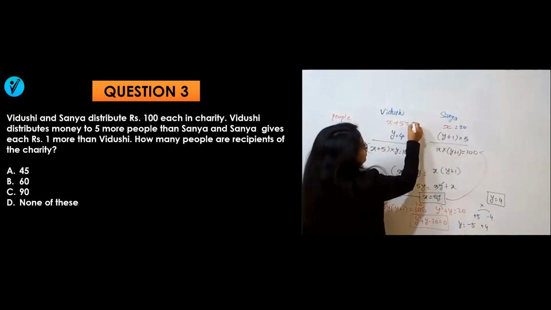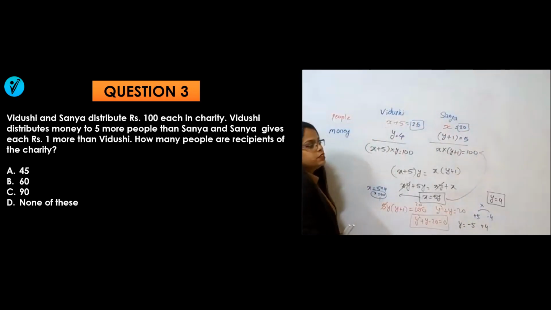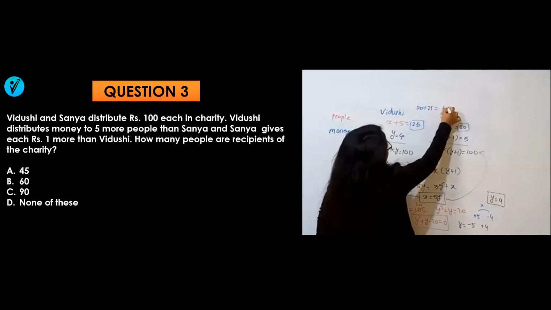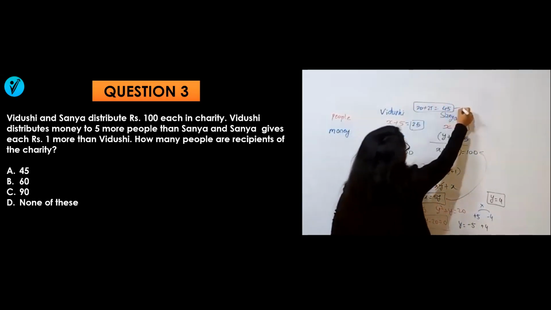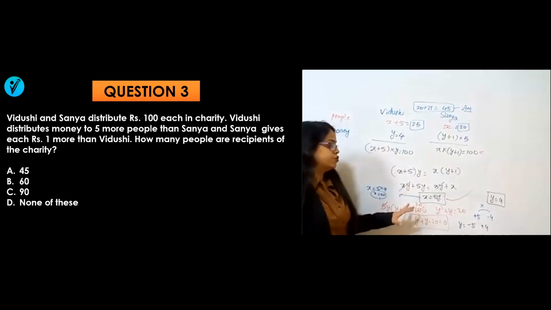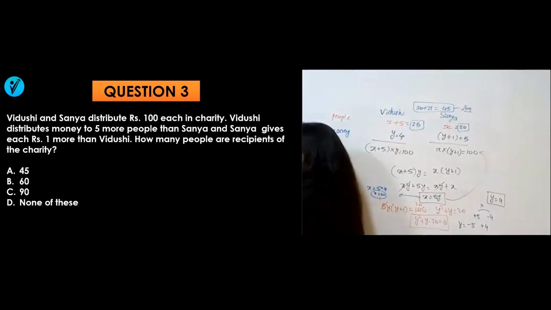So X plus 5 will be 20 plus 5, which means 25. So the total number of people will be 20 plus 25, so there will be 45 people in that charity. So your answer will be 45. As I said, this question was quite logical. So the answer will be 45, that is your option number A.